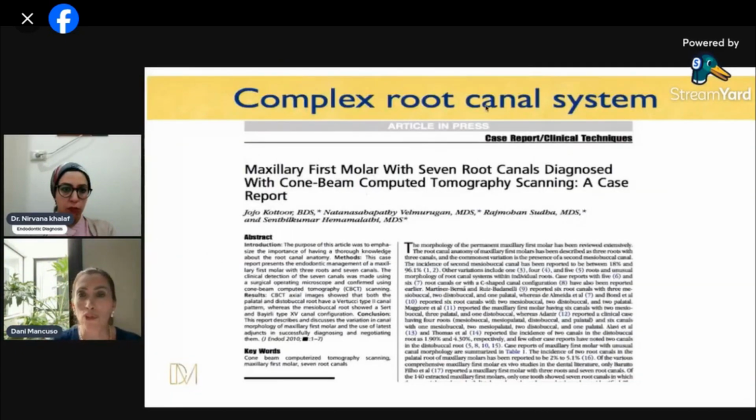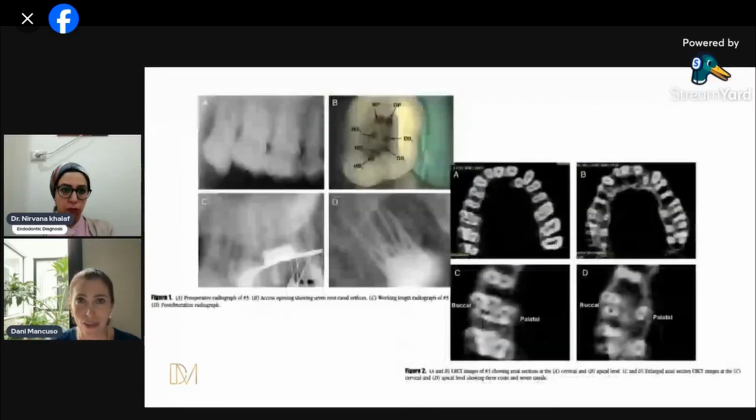What about complex root canal systems? You can see several canals nowadays, like in this article here.